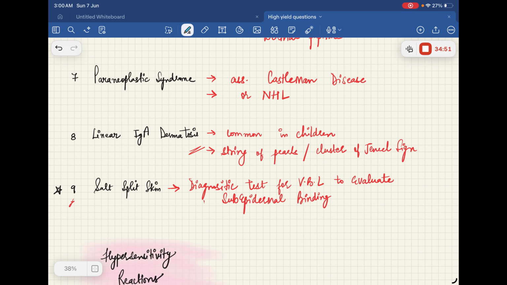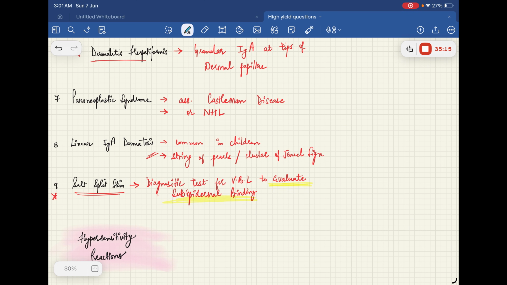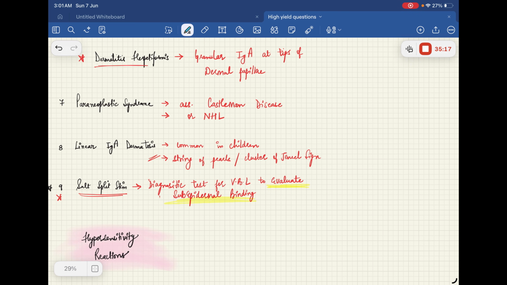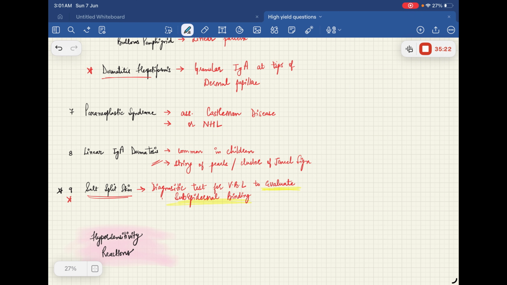So it is an important question, what is salt split skin? It is basically a diagnostic test for vesiculobullous lesions to specifically evaluate the epidermal binding status. Now here what happens is that the immunoglobulins are checked for where the adhesion occurs.